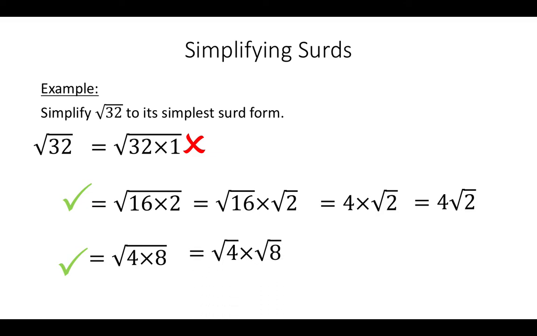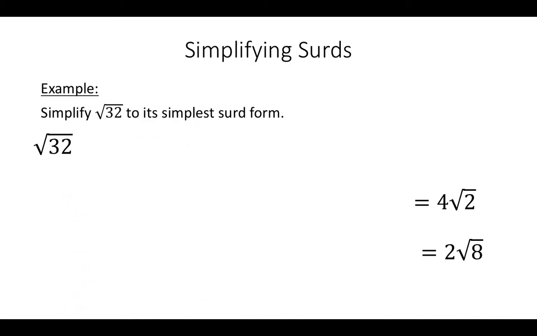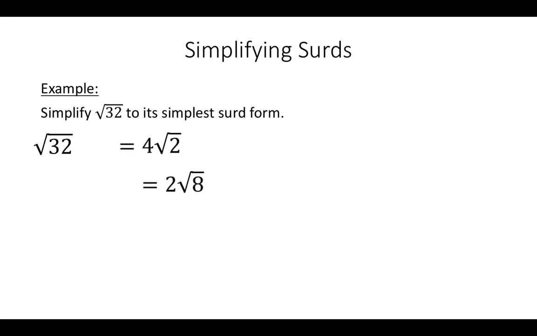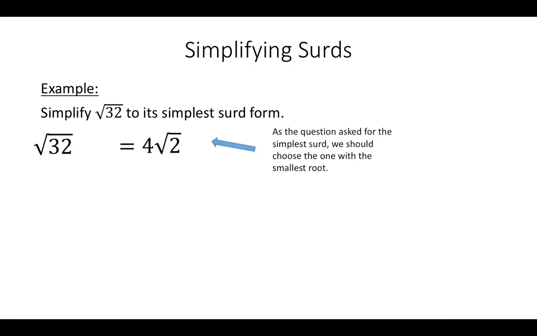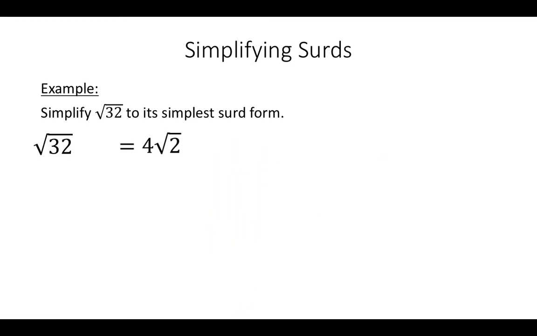If we do the same with the next one, we end up with root 4 times root 8, which gives us 2 times root 8, which then gives us 2 root 8. So we have two possible answers here, but one of them has to be right and the other one can't be. Now if we take a look, the question did say in its simplest surd form. So in this case we're looking for the surd that has the lowest number underneath the square root sign. So if we disregard all the working and take a look at the two possibilities, it should be clear that the only one that has the lower number is the root 2 version. So we can ignore the 2 root 8 and we've now got a situation where we can say that the square root of 32 is the same as 4 times just root 2.